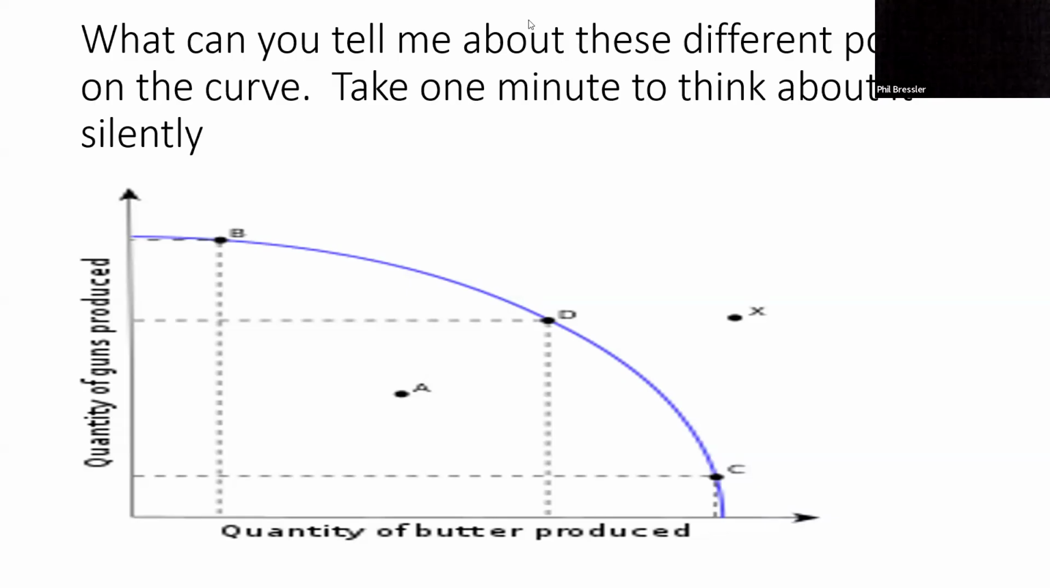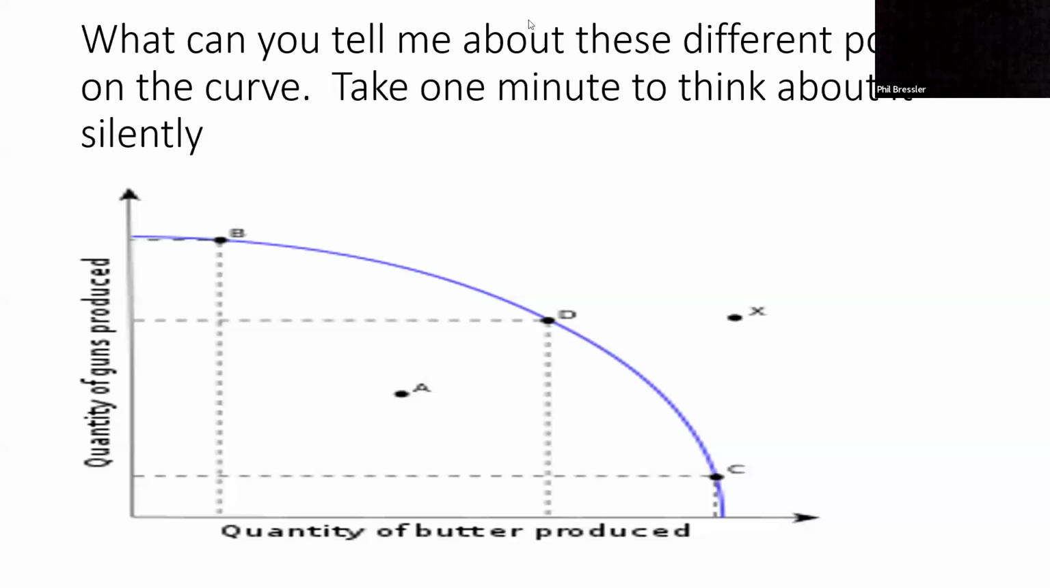And X, what does X represent? Okay, right. Unattainable, not currently possible with present day resources. That would take one of the four shifters, which would be a change in quantity or quality of resources, change in technology, change in capital stock, meaning more machines, factories, things like that, and change in human resources, training.